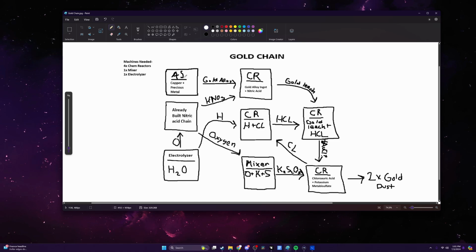I also have this alloy smelter up here with the copper and precious metal. That is what I did in between episodes, so I've got 10, 12 stacks of that gold alloy. And along with that nitric acid and that gold alloy, that will go into this chemical reactor, okay? The gold alloy ingot and the nitric acid will create this gold leach, which will go into this chemical reactor.